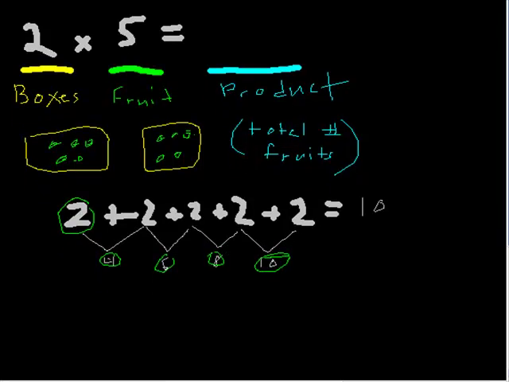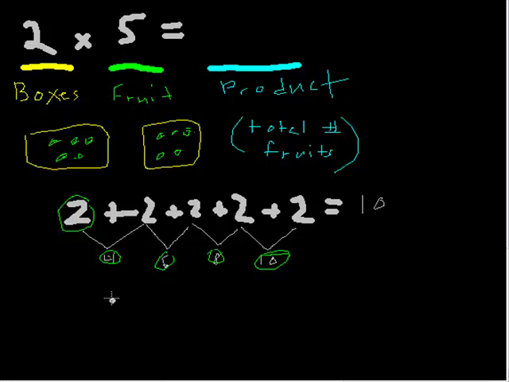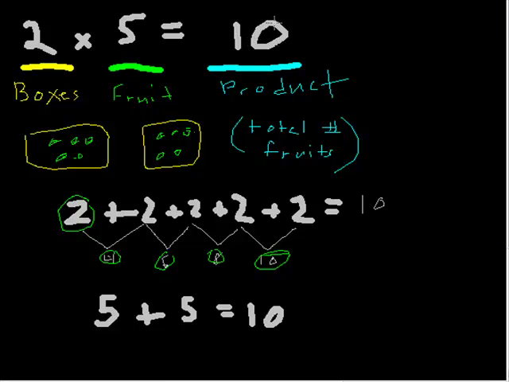Or the other way I could have written it is 5 plus 5, which also equals 10. So my final answer, the product of 2 times 5, is 10.